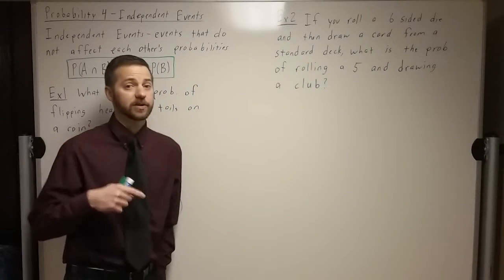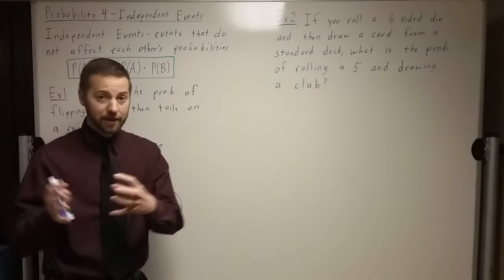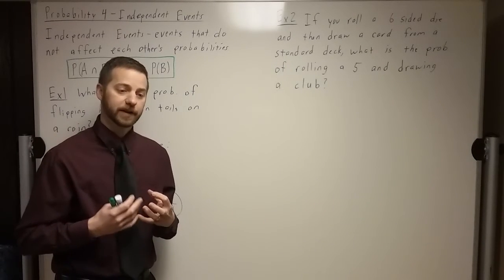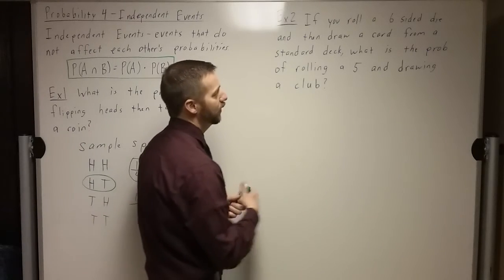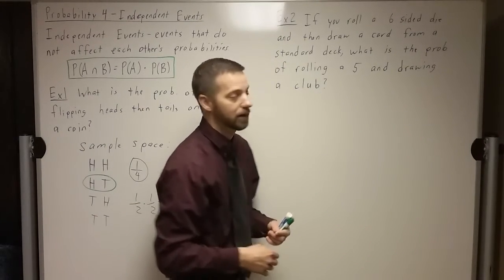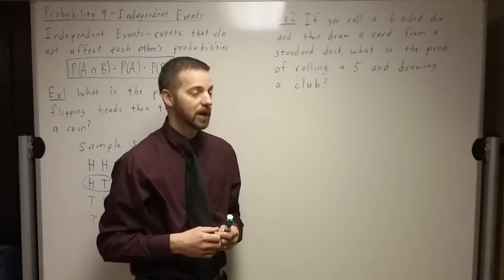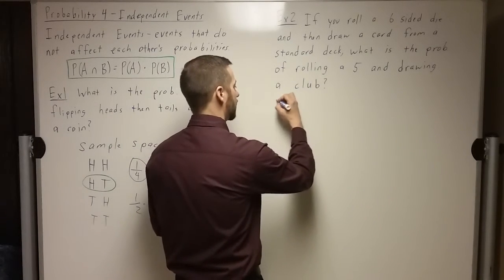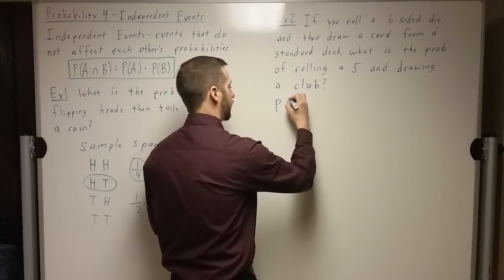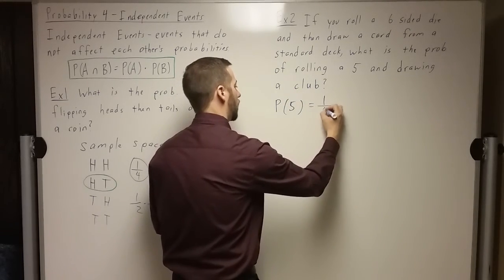Well, let's just figure out each of these probabilities by themselves first, and then see if we can figure out the probability of the and, of both of them happening. So probability of rolling a 5 on a 6-sided die. Well, if there's 6 sides, only one of those sides is a 5, then the probability of rolling a 5 is 1 out of 6.